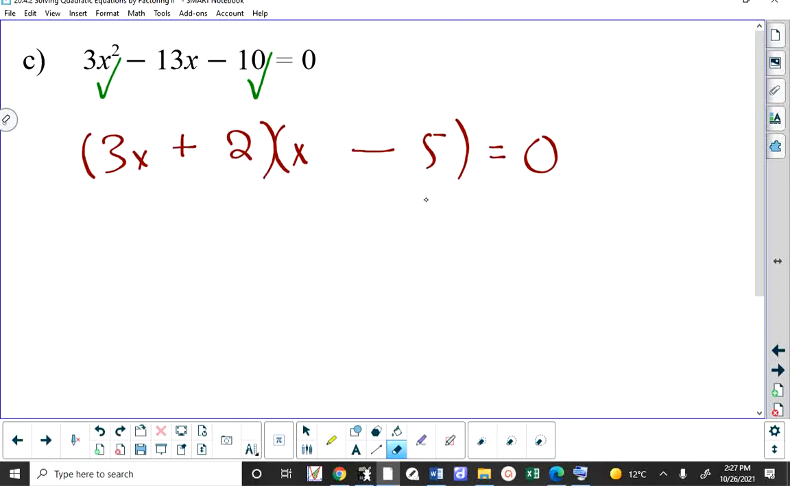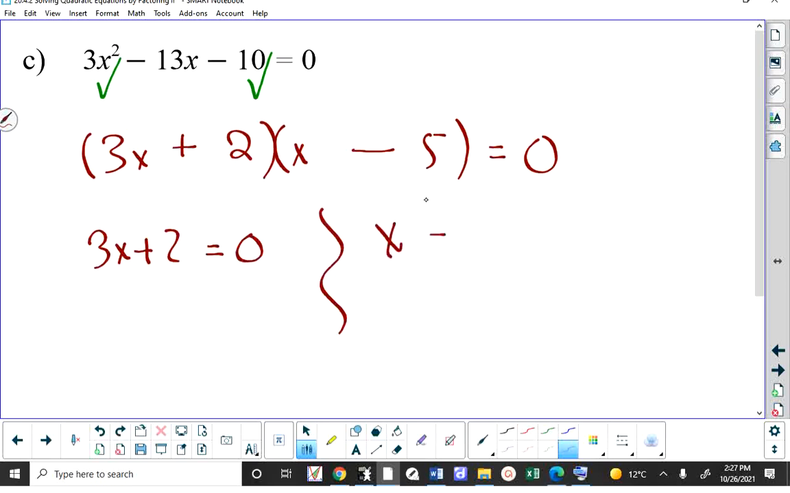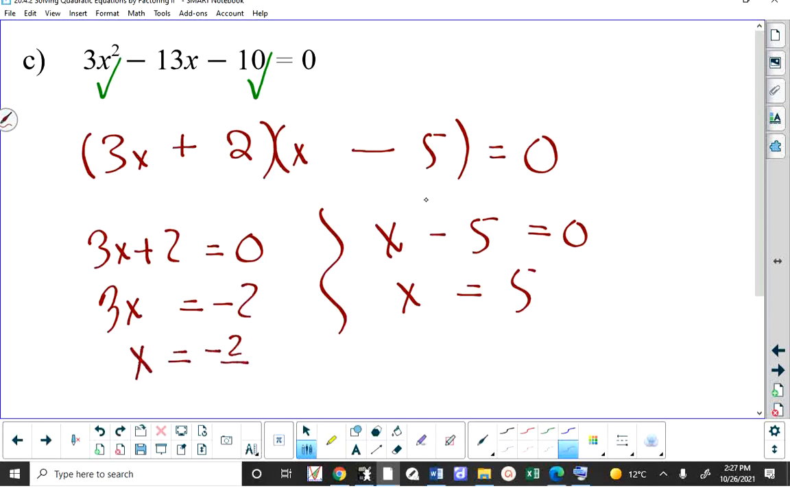but now we need to focus on the equation, which means that 3x plus 2 equals 0 and x minus 5 equals 0. So this will have a solution of x equals 5. We just add 5 to both sides. Here we subtract 2 from both sides and then divide by 3. So the two solutions are negative 2/3 and 5.